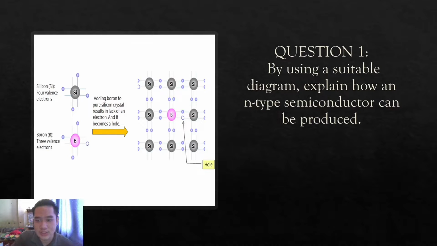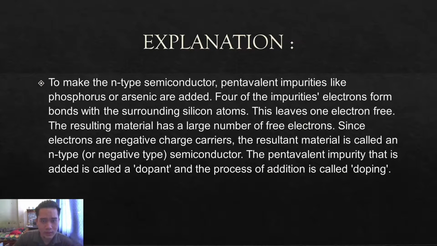The first question is, by using a suitable diagram, explain how an N-type semiconductor can be produced. Explanation: to make the N-type semiconductor, pentavalent impurities like phosphorus or arsenic are added.